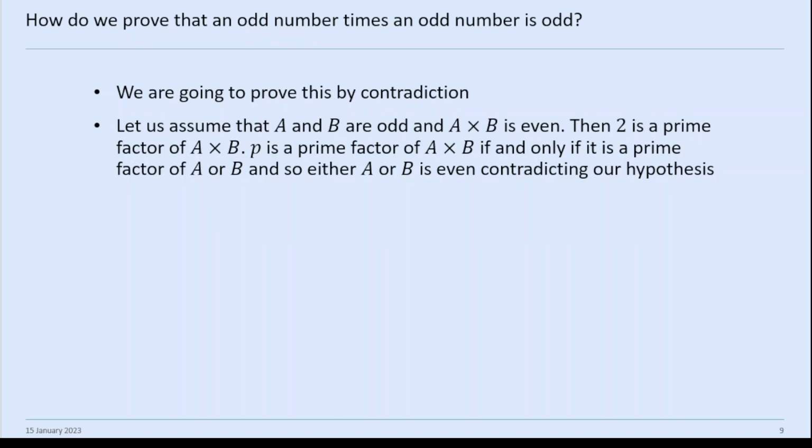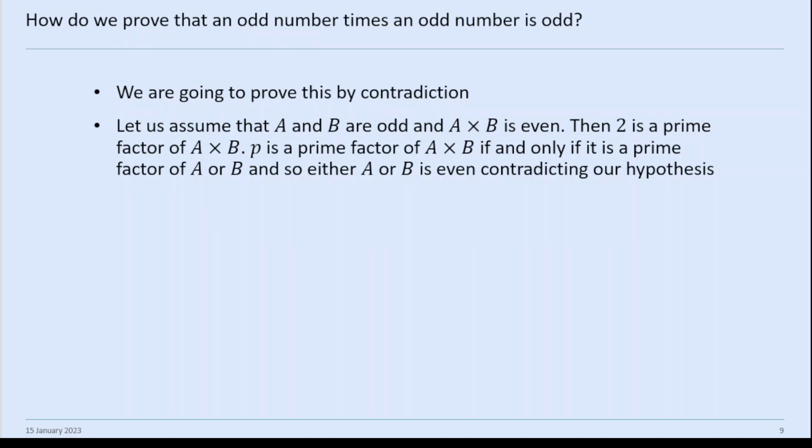So let's try to pretend the theorem is false. Let's say we have A and B odd and A times B is even. Well, in that case, 2 would be a prime factor of A times B. If A times B is even, then 2 is a prime factor. And P is a prime factor of A times B if and only if it's a prime factor of either A or B.